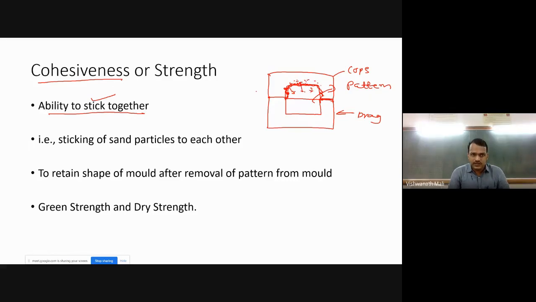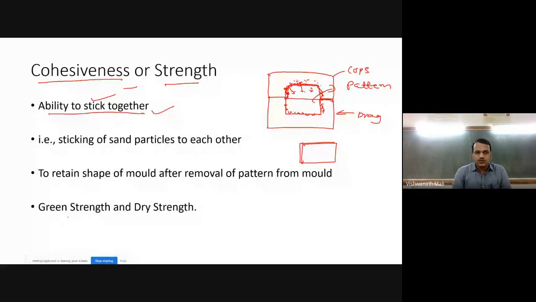If suppose it does not have any strength or cohesiveness, then what happens after removing the pattern? Whatever the cavity is, that will fall, or whatever particles are near the cavity, there is a chance that they may fall. So to avoid that, it should have good cohesiveness or good strength, so that whatever cavity is prepared will remain the same after removing the pattern. Okay, so that is the cohesiveness property.